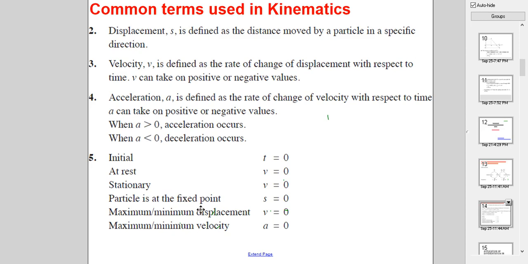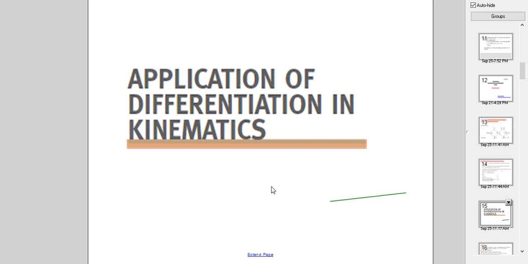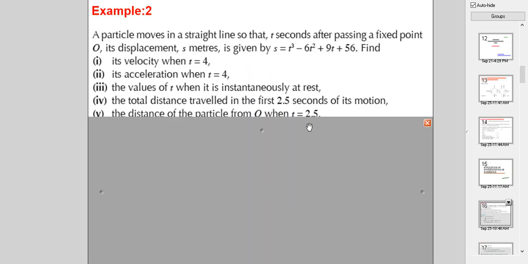For maximum or minimum displacement, you will put v equal to 0, because at maximum or minimum displacement, the rate of change of displacement is 0, which means velocity is 0. Similarly, for maximum and minimum velocity, the rate of change of velocity is 0 there, which means acceleration is 0. So you need to understand and remember this because you will need to substitute these values to solve the question.